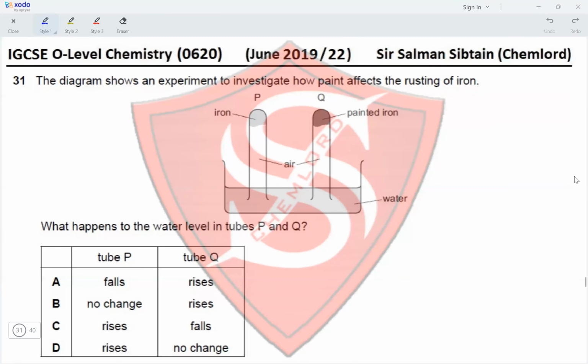The water level in tube P would rise because iron would react with oxygen in air, and the level of water in Q would remain the same. It would not change. So tube P falls, no; no change, no; rises, yes. And in Q, falls, no; no change, yes. So this makes option D the correct option for this question.